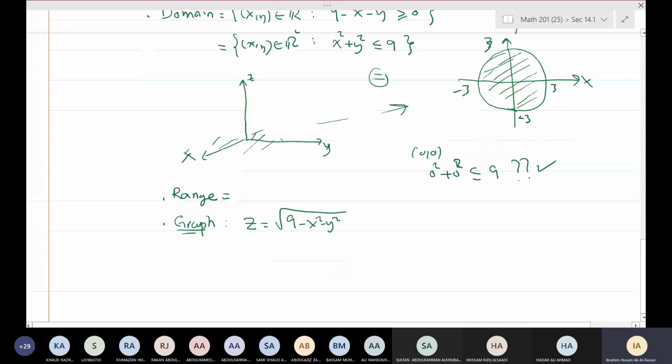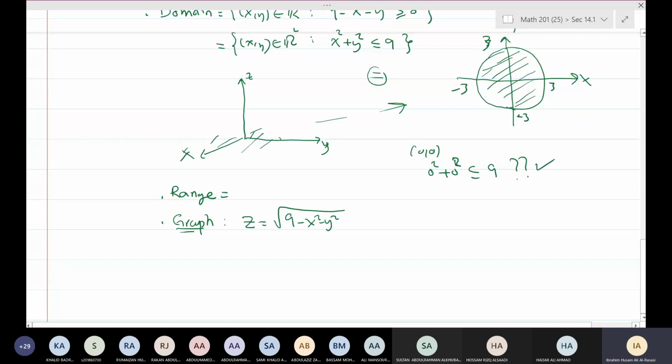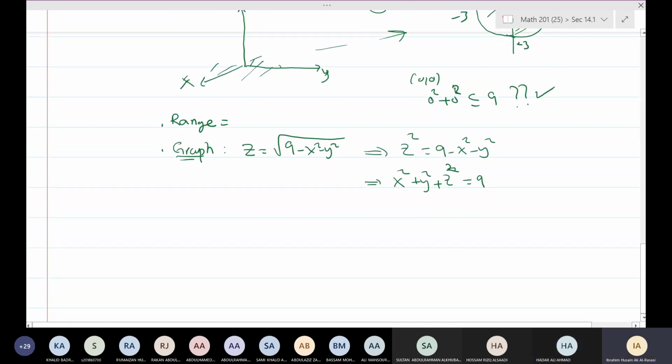If it is clear to you, fine. If it is not clear, to convince yourself of the graph, just square both sides: z squared equals 9 minus x squared minus y squared. This implies x squared plus y squared plus z squared equals 9. What is the graph of this equation? This is a sphere, a familiar sphere, of center the origin and radius 3.